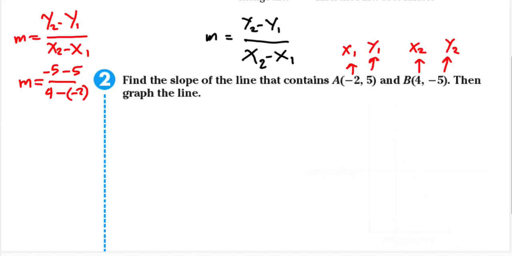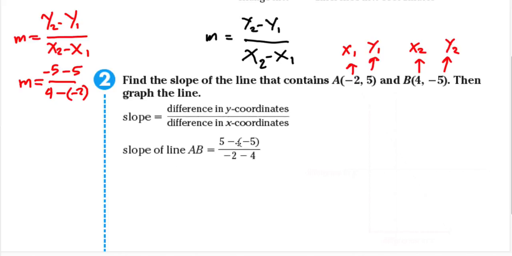If you notice, that would be the same thing as the one that we have here, which is 5 minus negative 5 all over negative 2 minus 4. In this case, the x sub 1 is 4, the x sub 2 is negative 2, the y sub 1 is negative 5, the y sub 2 is 5, so it's just inverted. We'll still come up with the same slope.